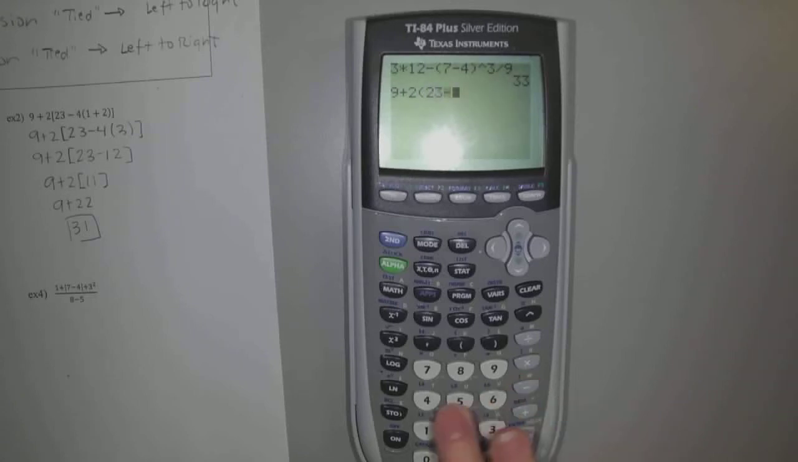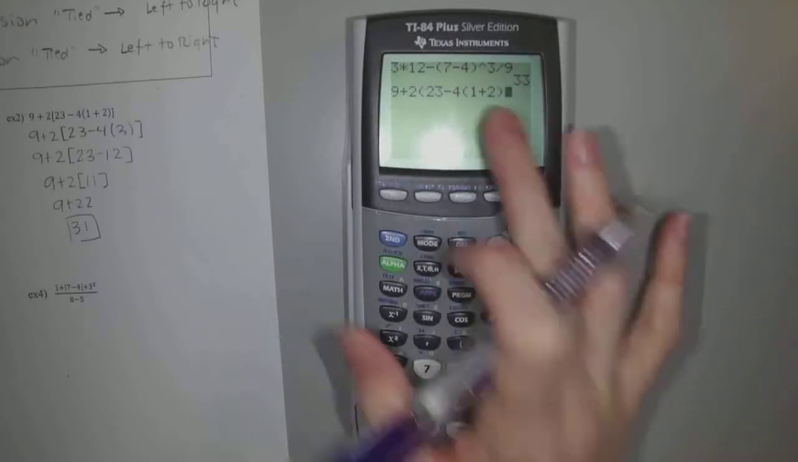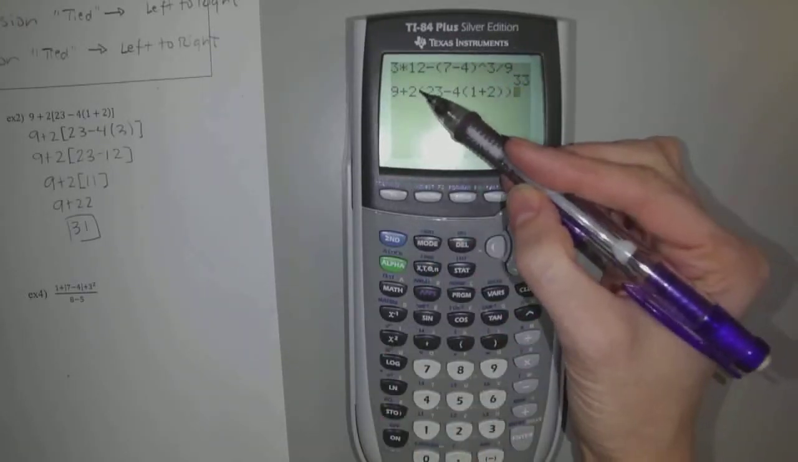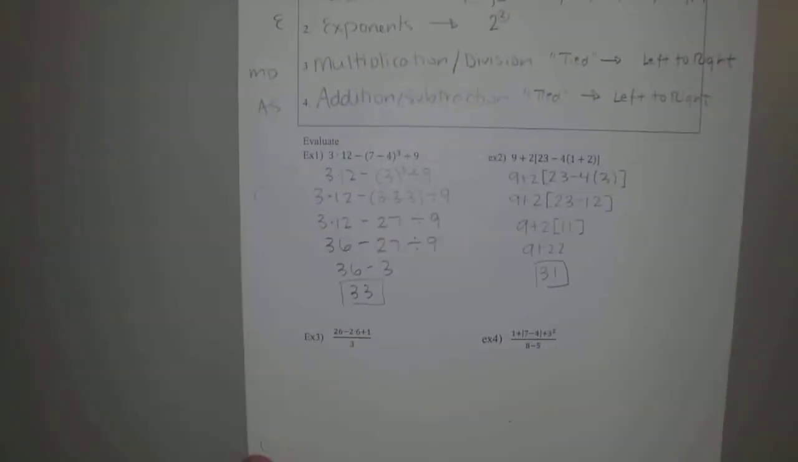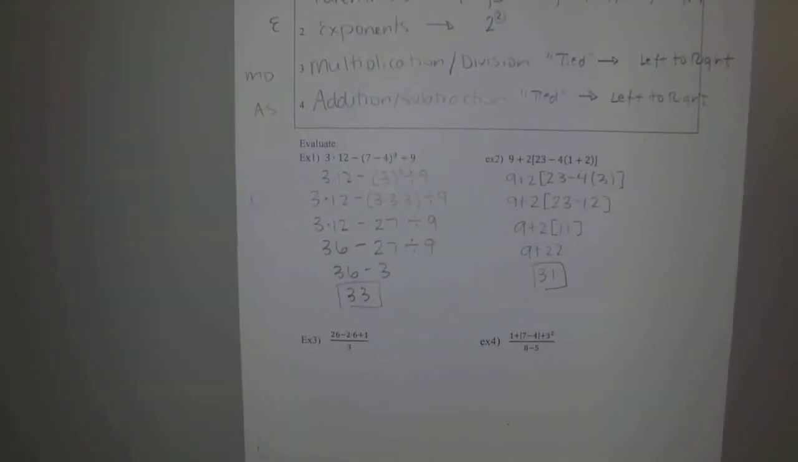Okay, we'll do 9 plus 2, parenthesis for a bracket, 23 minus 4, parenthesis in that same direction for the parenthesis, 1 plus 2, close off this guy, but then we need one more to close off that guy. And you get 31. Okay, so like I said, you're going to be able to use your calculator throughout the course. Only a couple times I'd be like, oh, let's try to graph it by hand or something like that. So feel free to do that.